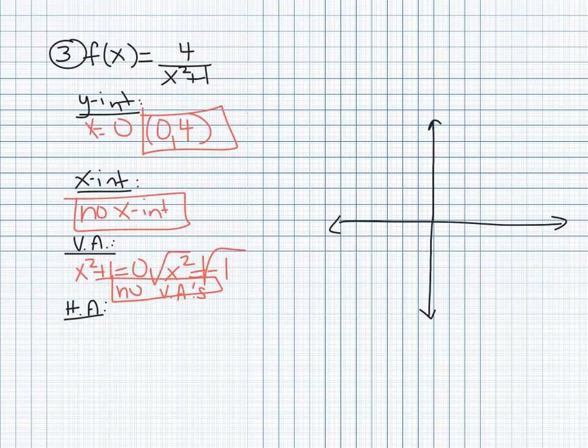And the last thing is our horizontal asymptote. The degree of the denominator is 2, and the degree of the numerator is 0, because it's a constant 4. So the degree of the denominator is greater than the degree of the numerator, so that means I have an asymptote at y equals 0. So I'm going to go ahead and draw what I know, which unfortunately is not very much. I'm going to draw this horizontal asymptote at 0. I'm going to draw this intercept at 4.